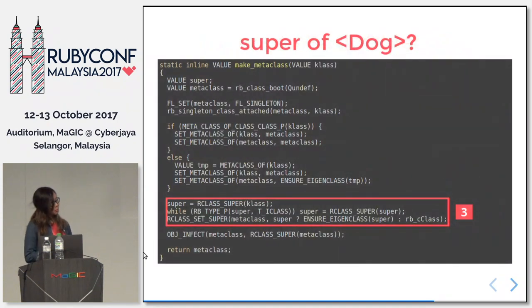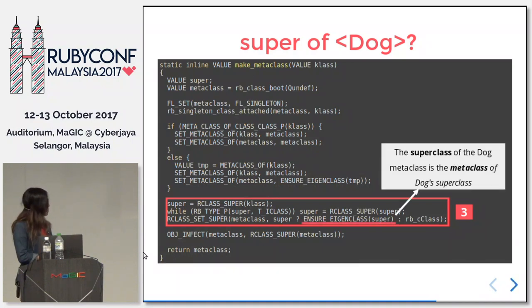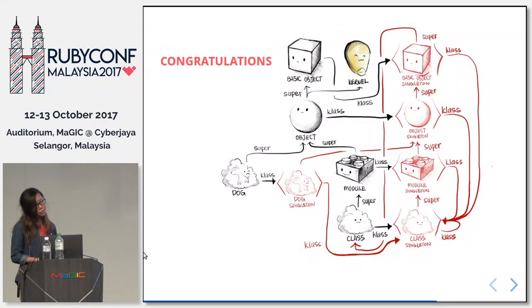And so you thought we were done, but actually we're still not done creating the metaclass of Dog, right? We just completely sidetracked creating all those other metaclasses just now. So let's go back to the metaclass of Dog and finish making it. So now the last thing we need to do is to set the superclass of the metaclass of Dog. And again, it's the same line of logic, and by the same logic, the superclass of the metaclass of Dog is going to be the metaclass of the superclass of Dog. In other words, the superclass of the metaclass of Dog is going to be the metaclass of Object. And so congratulations, we are done.